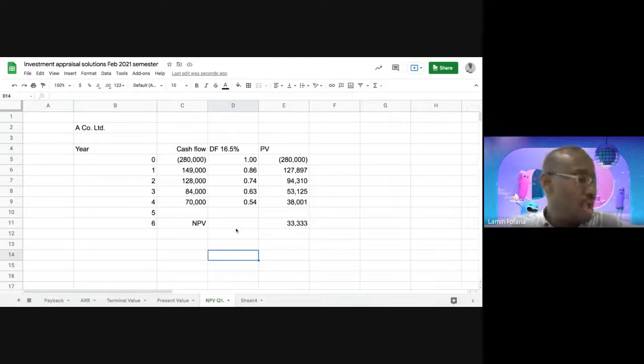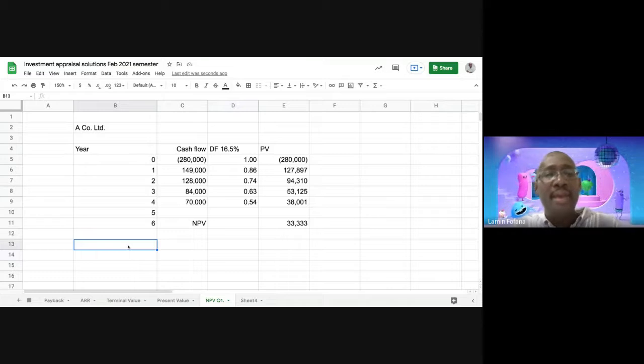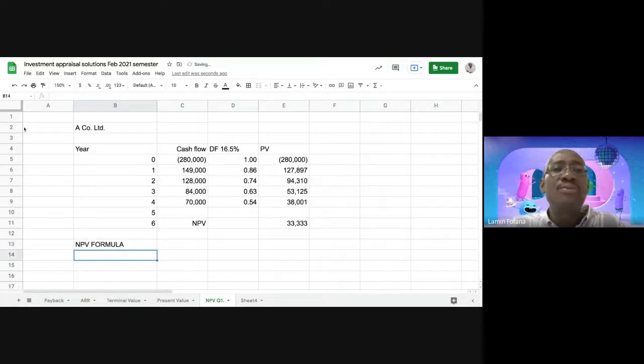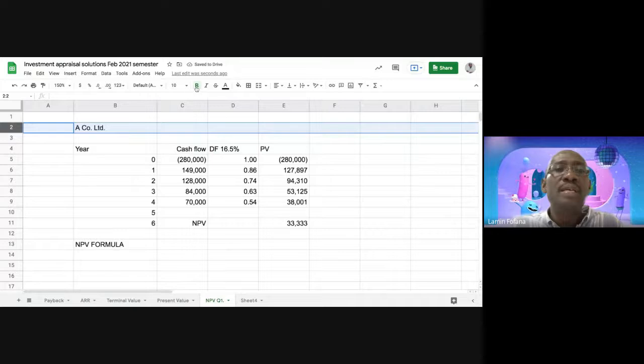Excellent. So we're going to use our NPV formula to calculate our NPV. Okay, is that clear, everyone? I'm going to make this bold.